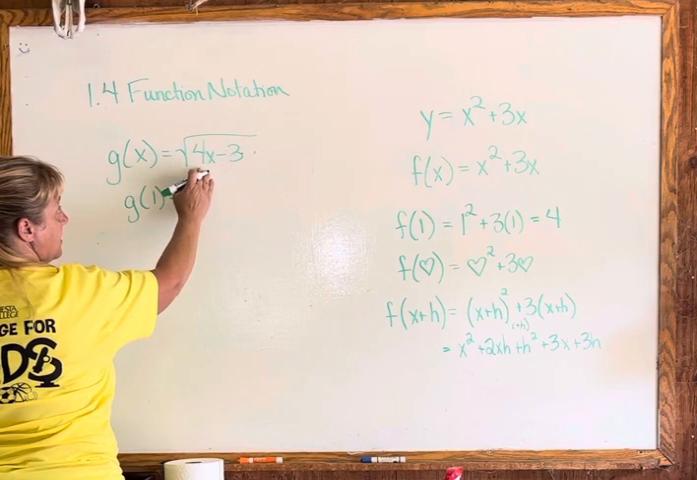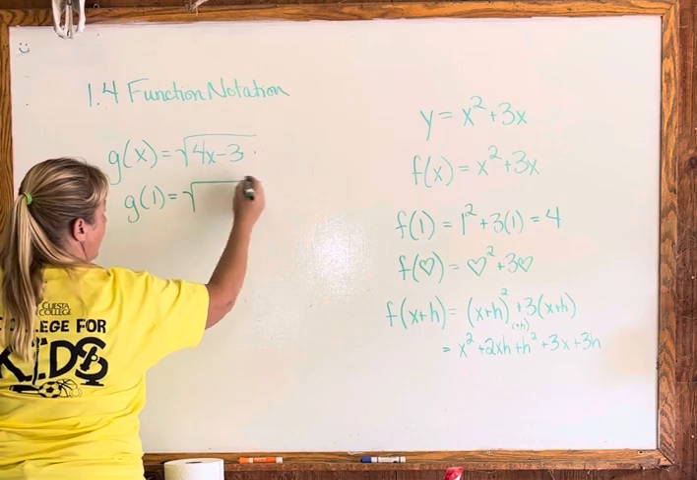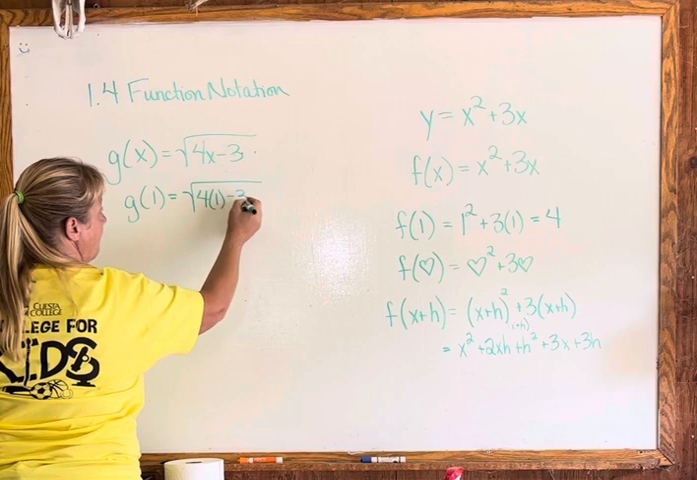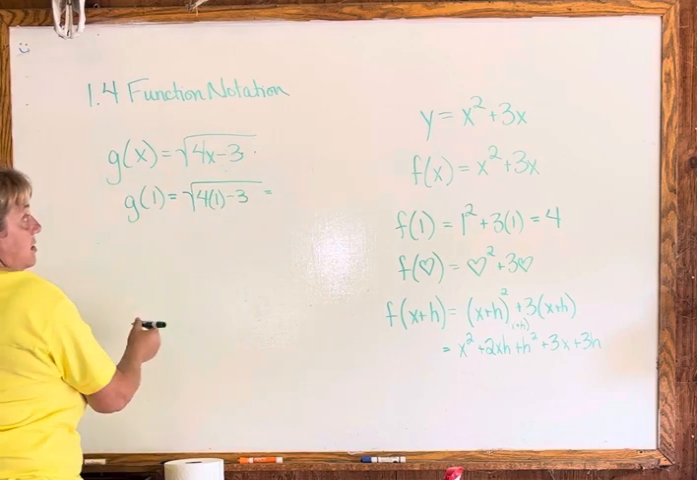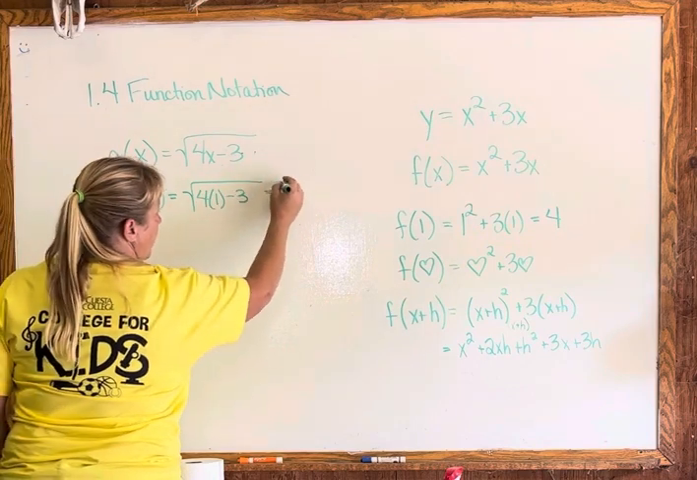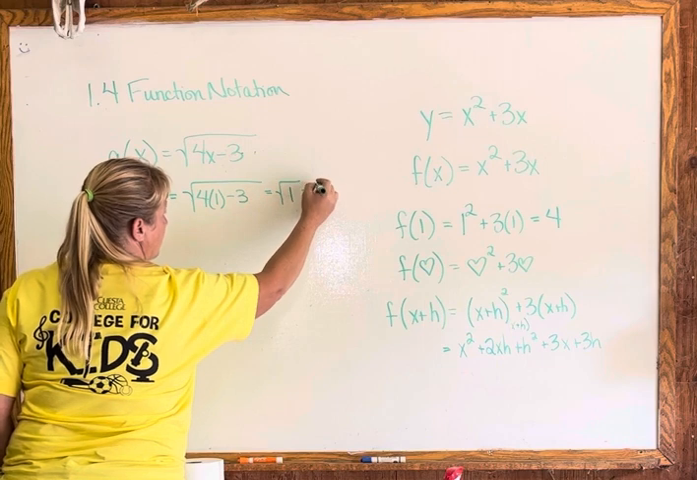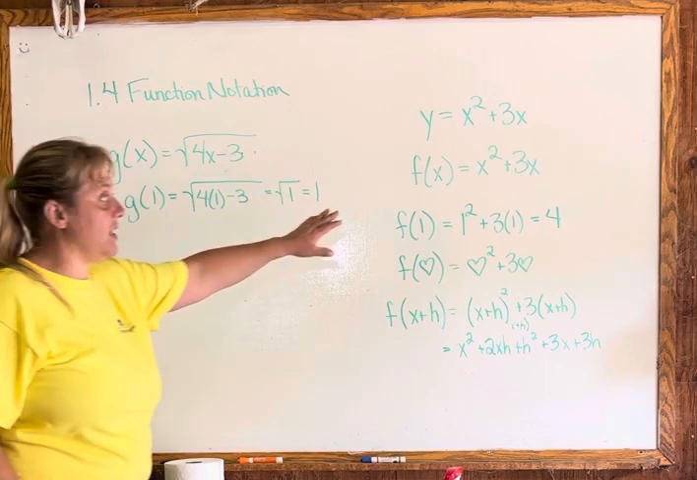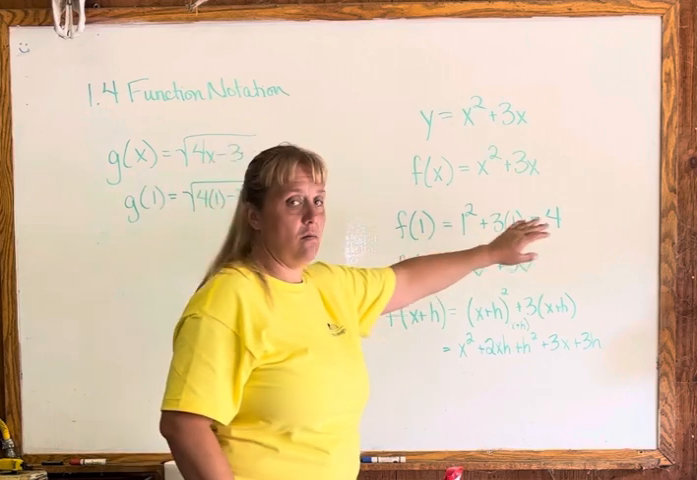So we're going to plug it into the square root guy. So we'll have 4 times 1 minus 3 under the square root. So that'll be the square root of 1, which is just 1. So in that particular function, g of 1 is 1. In this particular function, f of 1 was equal to 4.